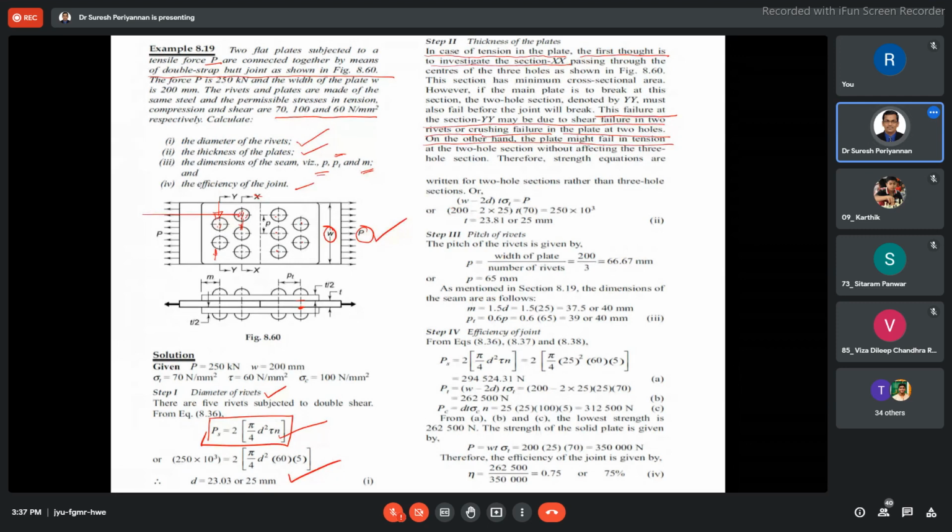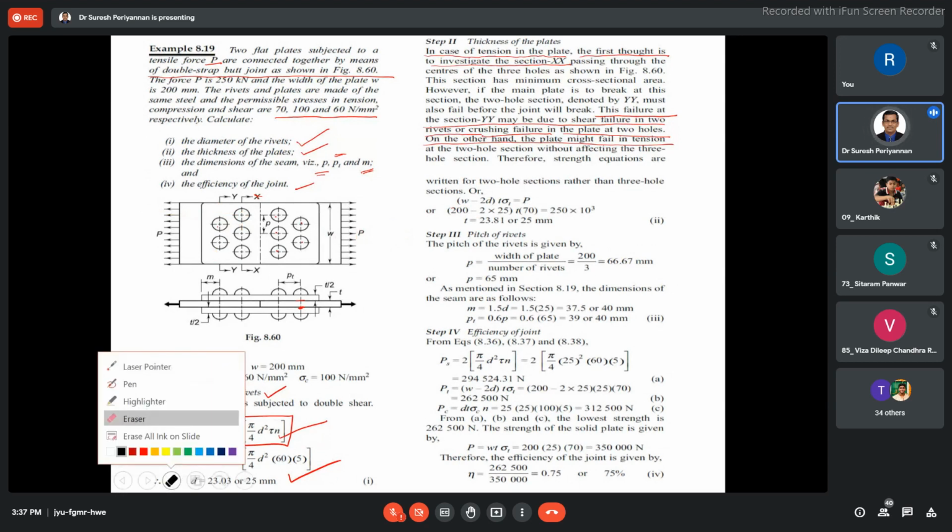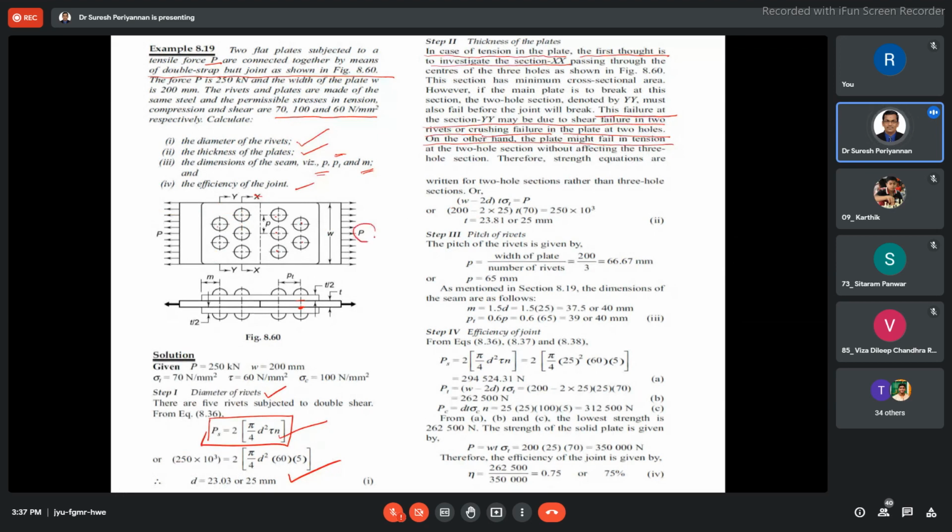Now, how many rivets are there? What they are saying here is, which one is going to fail first? Suppose the load P is acting here. These two rivets only are going to have the first failure, because this is the front portion where the rivet is sitting. Whatever load we apply, the first failure may happen in these two rivets only. That's what we are considering.